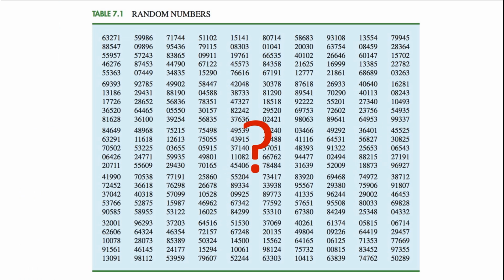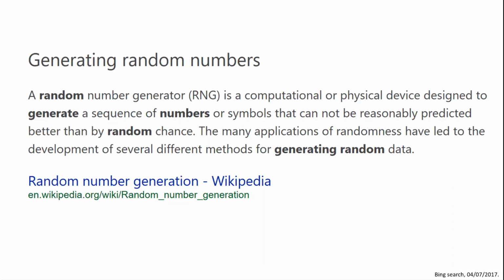But where did the random numbers in table 7.1 we just used in our process come from? A quick Bing search on generating random numbers will lead you to a Wikipedia page. Among others, a random number generator is a computational or physical device designed to generate a sequence of numbers that cannot be reasonably predicted better than by random chance. Many applications of randomness have led to the development of different methods of generating random data.